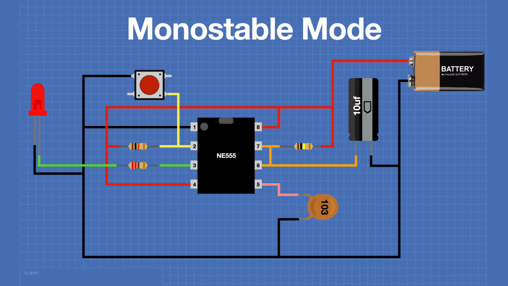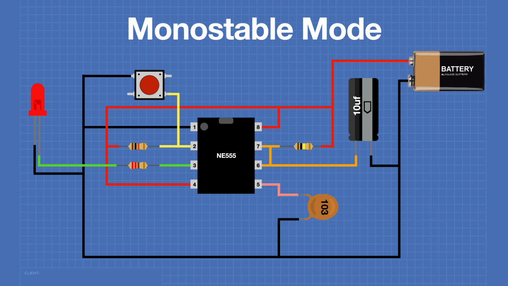The input will remain high unless the push button is pressed, in which case it will go low, triggering the timer. The period that the output on pin 3 remains high, which is the quasi-stable state, is determined by the value of the 100K resistor and the 10 microfarad capacitor, which are both connected to pins 7 and 6.